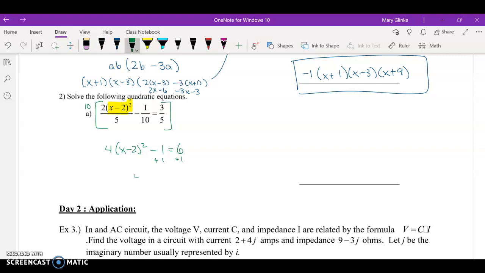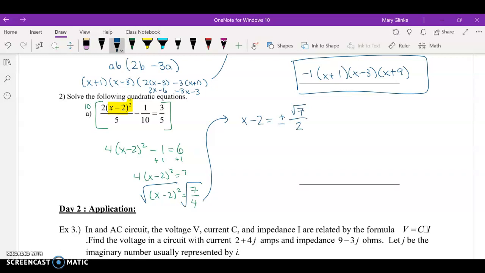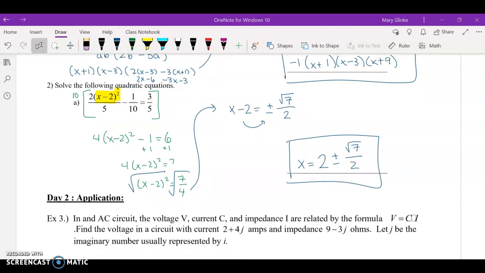So I add the 1 to the other side, and I'm going to divide by 4. And I get x minus 2 squared equals 7/4. So I'm going to square root both sides to get x minus 2 equals plus or minus the square root of 7 over the square root of 4, which is 2. Then I'm going to move the 2 to the other side, and since it's not like terms, I'm just going to leave it as 2 plus and minus the square root of 7 over 2.